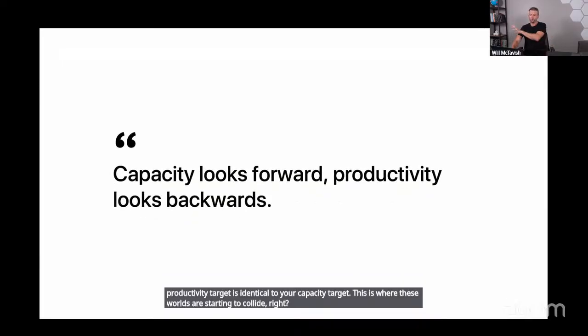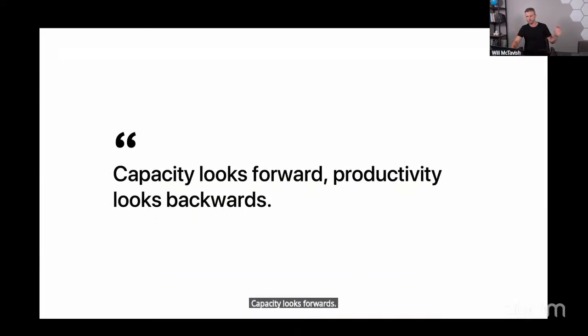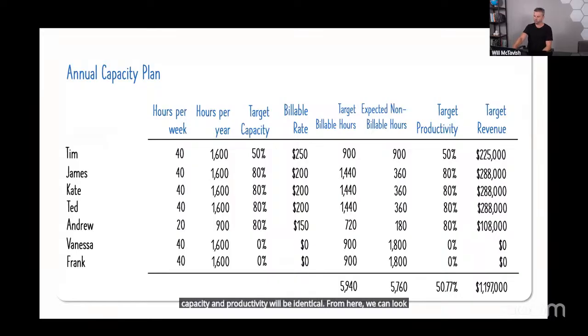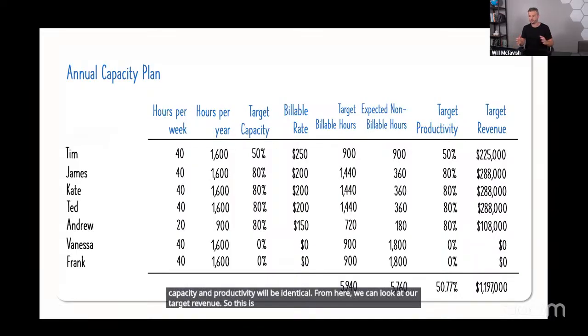Capacity looks forwards, productivity looks backwards. So if we make a plan and we follow that plan perfectly, capacity and productivity will be identical. From here, we can look at our target revenue. So this is a really basic capacity plan, looking at our team and the amount of work that we could take on. So at capacity, we could take on just under $1.2 million of revenue.